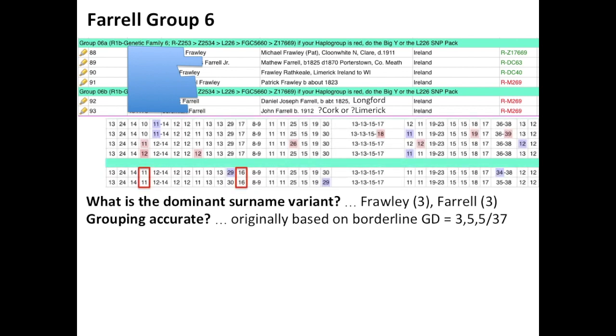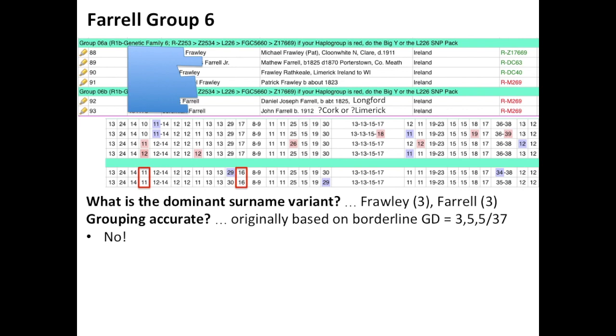What I've done was I divided into two groups. One group I thought I was fairly confident about. Here are their markers. You can see there's mutations scattered throughout. And then these two last people here, they've got a value of 11 here and 16 here, which suggests that they're more closely grouped together than the rest of this group. And was the grouping accurate?